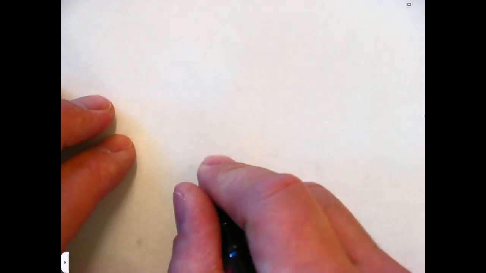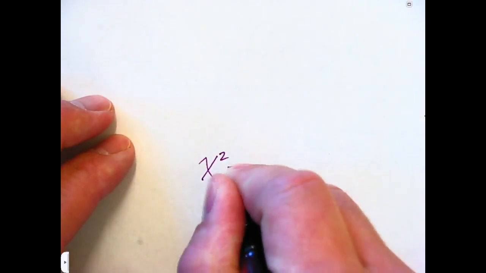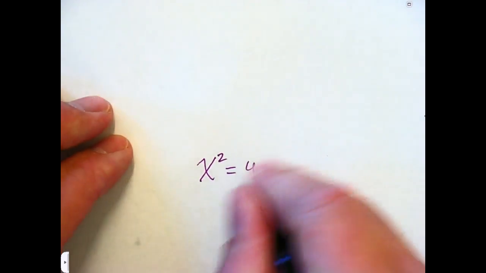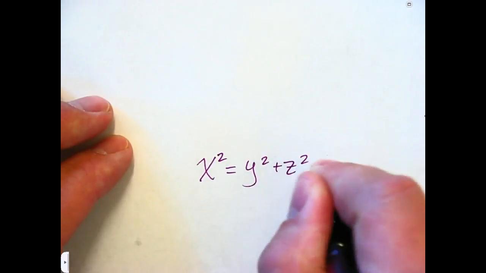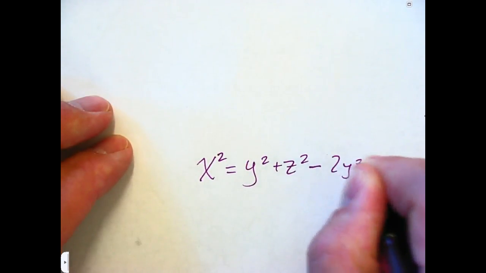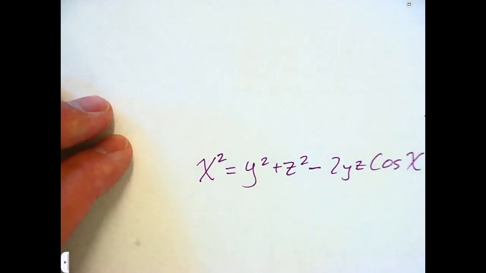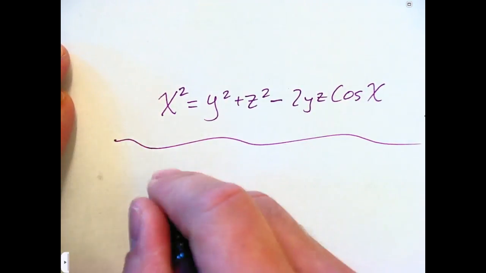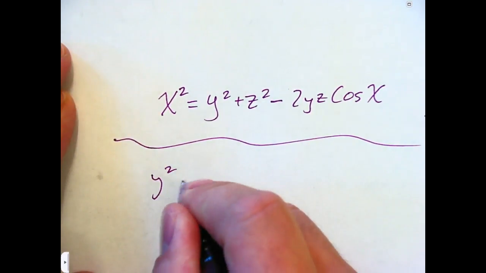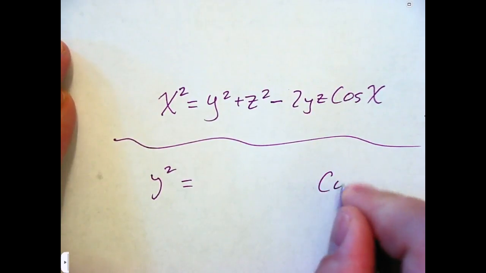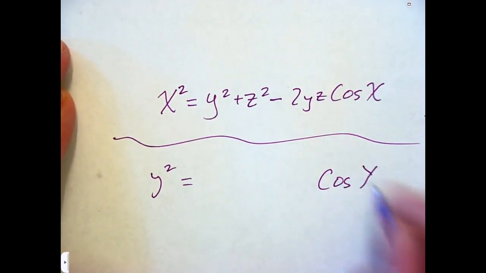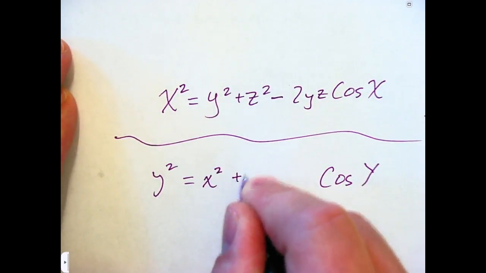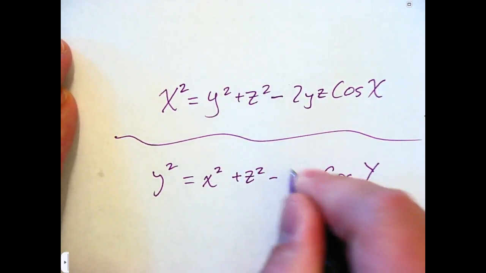So the law of cosines that we started with, x squared is equal to y squared plus z squared minus 2yz cos x. Okay? Well, you could also use y squared. And when you have y squared here, that means you're going to end up with cos y at the end. And over here, you're going to have the other two sides, x and z, and 2xz.